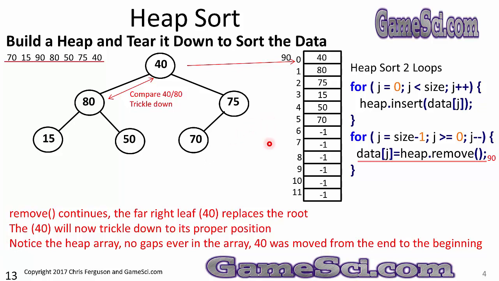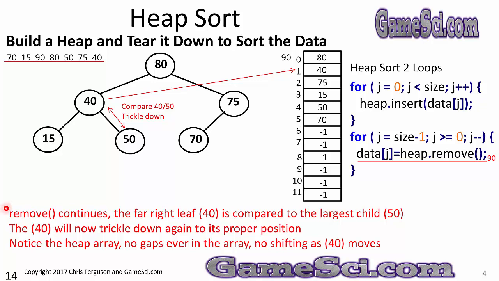So the 40 that was in position 6 moved up to replace the 90 and is now there. Trickle down says compare the 40 and 80, and the 40 should trickle down. Now, why did 40 compare to 80 and not 75? Because 80 is larger than 75. Trickle down says look at the largest child, compare yourself, and trickle down if you're smaller.